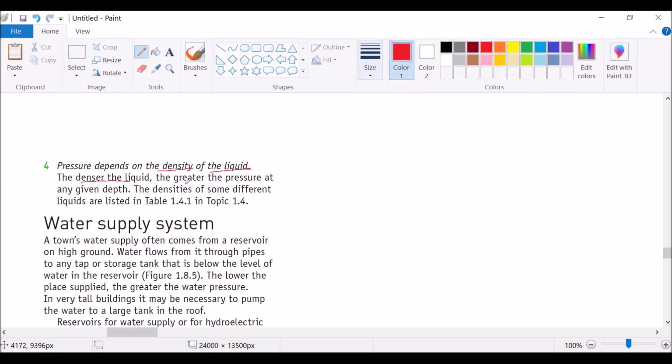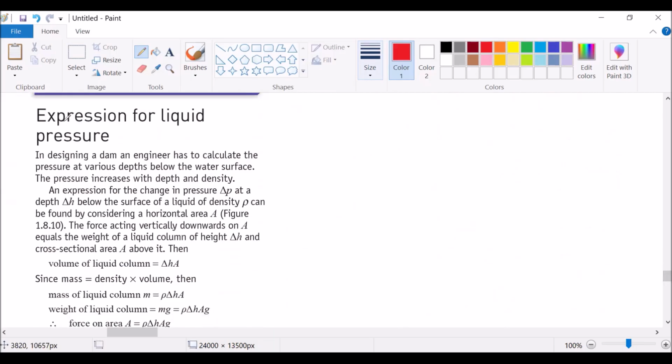The denser the liquid, the greater the pressure at any given depth. So now let's look for the expression for liquid pressure. In designing a dam, an engineer has to calculate the pressure at various depths below the water surface. The pressure increases with depth and density. An expression for the change in pressure, delta P, at a depth, delta H, below the surface of a liquid of density rho, can be found by considering a horizontal area A.